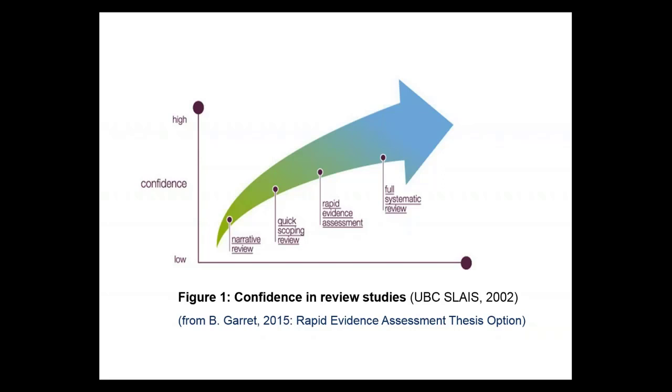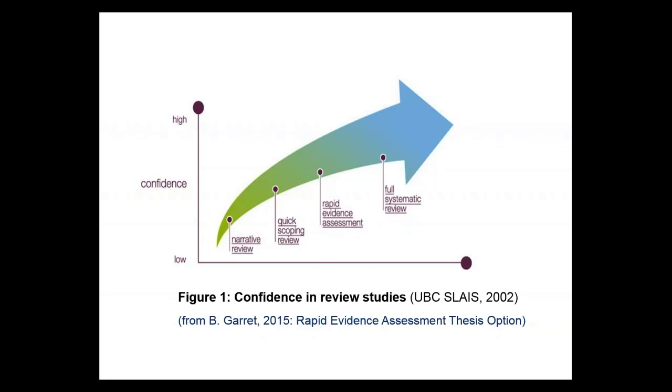And so what we see is that this figure is saying there's a continuum basically about the confidence we have in different types of review studies, starting with a narrative review, whatever that may be, because narrative reviews can refer to so many different types of reviews. Quick scoping review, then a rapid evidence assessment, up to a full systematic review.